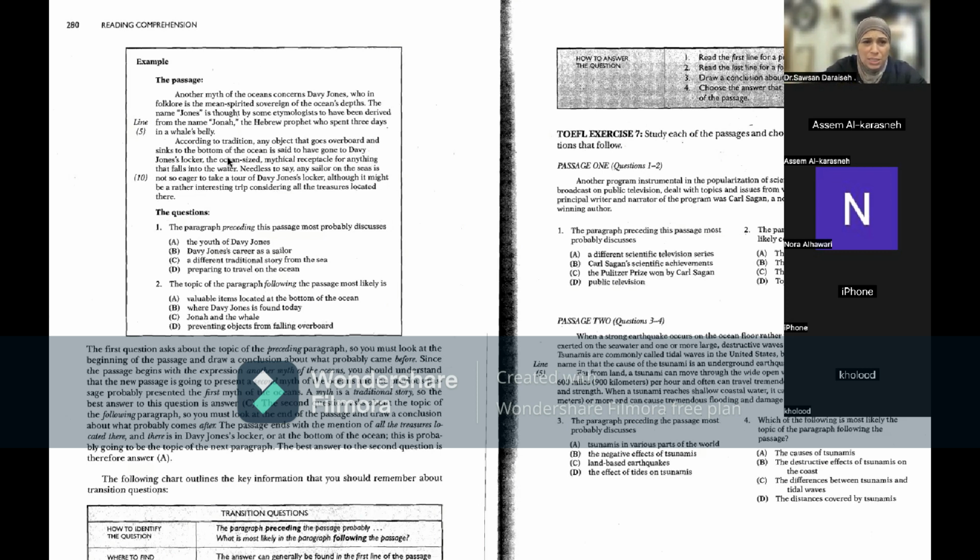Like, look at this, guys. Let's take a look at this paragraph. According to tradition, any object that goes overboard and sinks to the bottom of the ocean is said to have gone to Davy Jones' locker.